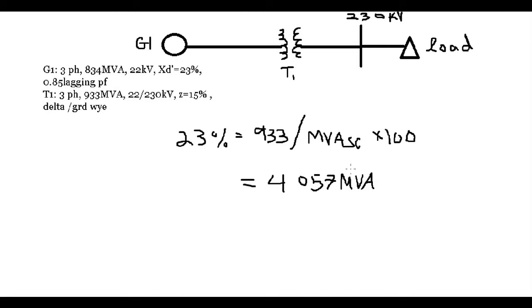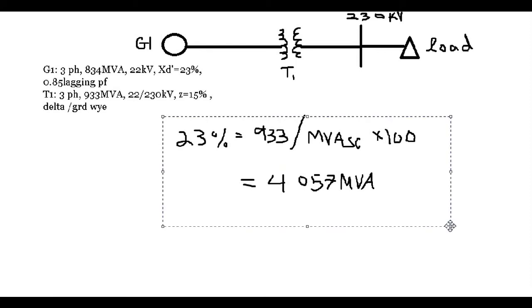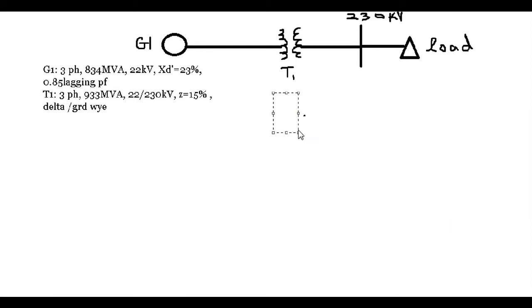Okay, so this is ignoring the transformer impedance, we know our answer is going to be less than 4,057 MVA, so that already eliminates answer choice D, which is 6,220. When we take into account the transformer impedance, this value is going to be lower. So let's go back and include the transformer impedance. So let's first calculate the primary short circuit amps.